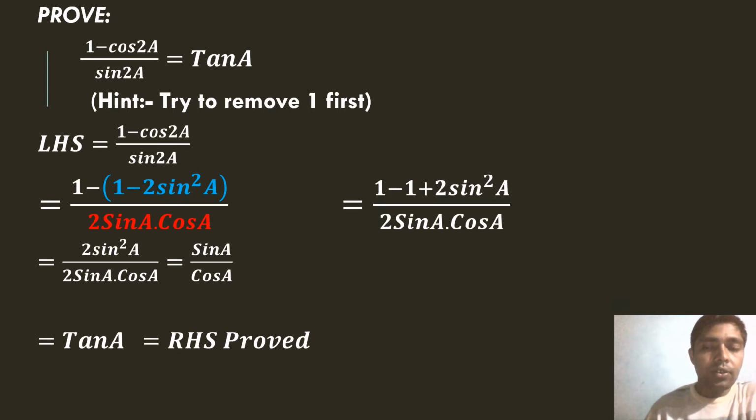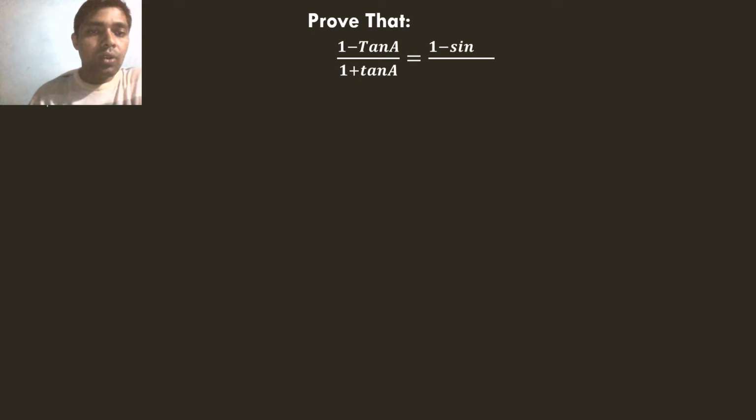So this is your short question, a 2 marks type of question. We'll see another one next, and again we'll apply a similar method to prove the given condition. Here it is given as (1 minus tan a) upon (1 plus tan a) equal to (1 minus sin 2a) upon cos 2a.